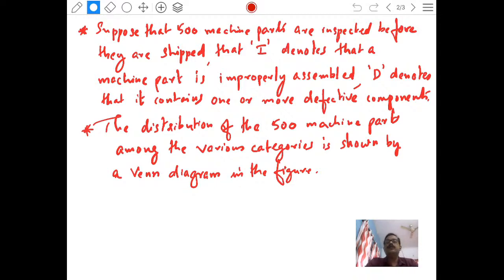Here we are dealing with a problem. In this example, we have 500 machine parts that have to be inspected before they are shipped, and I denotes the machine part which is improperly assembled. D denotes that it contains one or more defective components, so D denotes defective components. The distribution of 500 machine parts among the various categories can be shown by the Venn diagram.